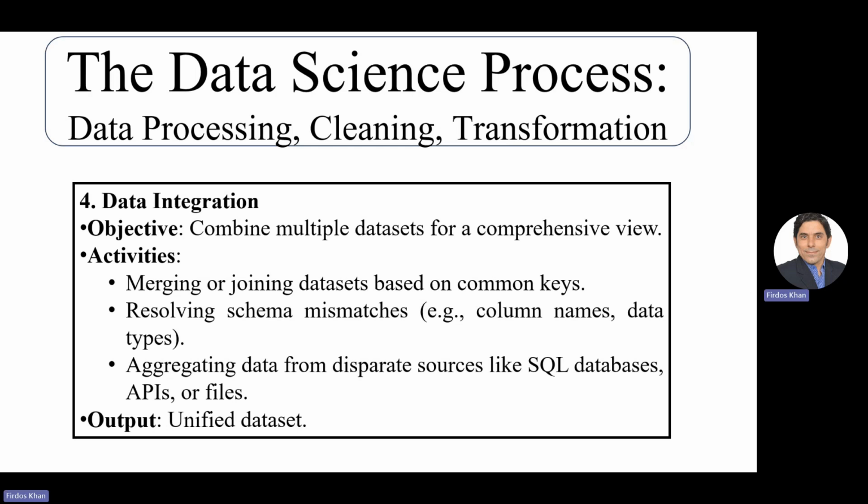Data integration. Sometimes you need to integrate various data sets for your analysis. Remember that this is an optional part. Maybe you don't need this, but sometimes you do, so we included this in this lecture. The objective is to combine multiple data sets for a comprehensive view. Activities: merging or joining data based on common keys, resolving schema mismatches in column names and data types, and aggregating data from disparate sources like SQL databases, APIs, or files. So this is optional, but you can use data integration as well in the data science process.